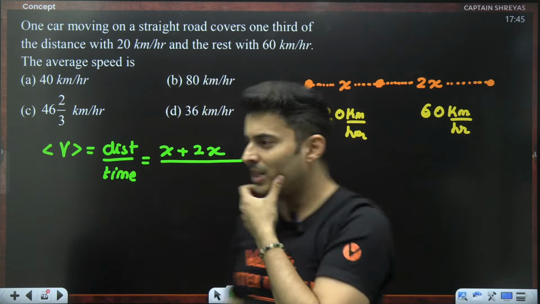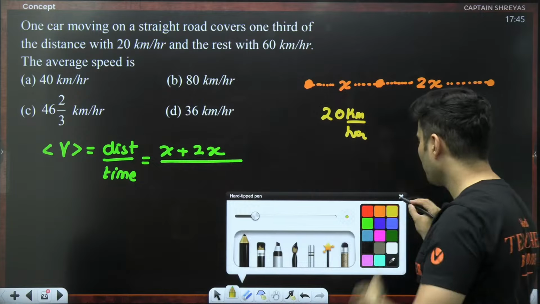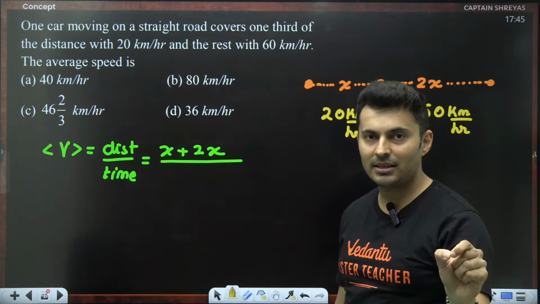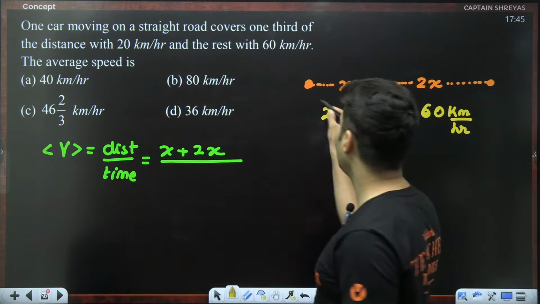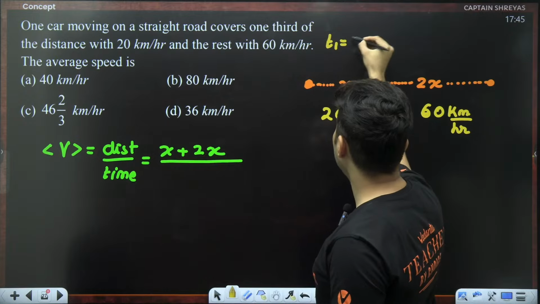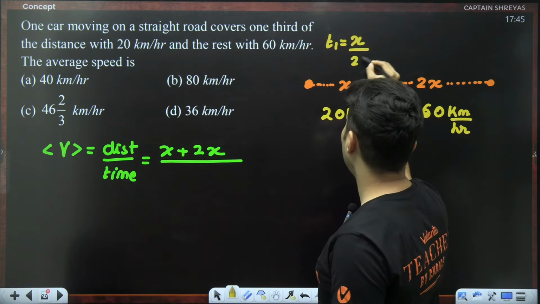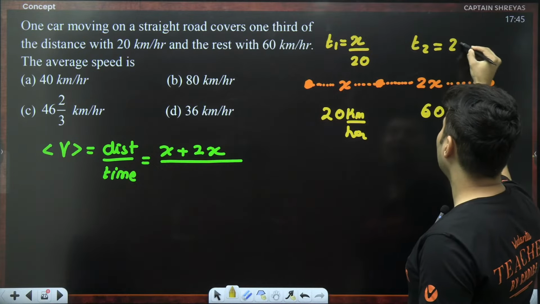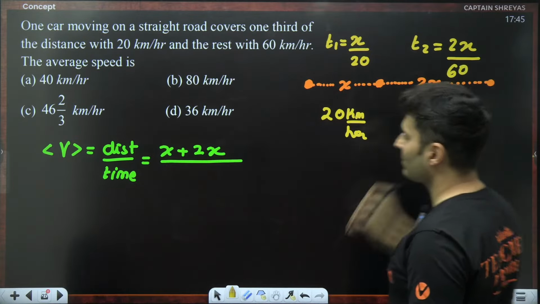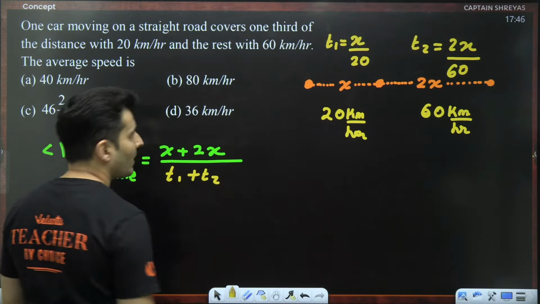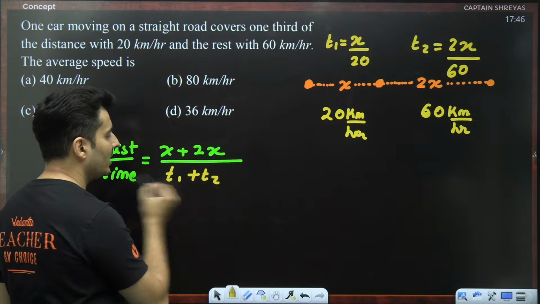Is there a formula for time which I know? Time is distance by speed, because speed is distance by time. So time from here to here is distance by speed. Speed is 20. From here to here, the time is t2. So that will be that distance by that speed, which is 60. Do you guys agree with it? So it will be basically total time T1 plus T2.